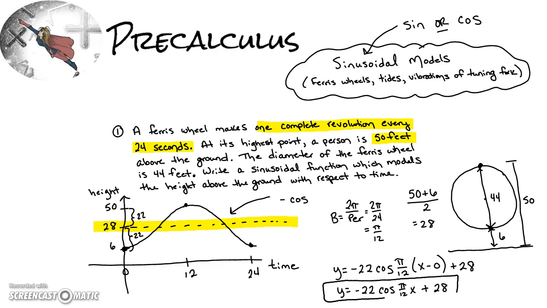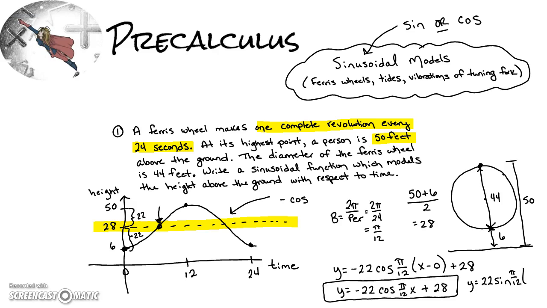There are other answers, like if you went with a sine equation instead, then it's shifted to right here. So if you did a sine equation, here I'll just jot that down. A lot of it would be the same, but it would be a positive sign. So just 22 sine pi over 12 still.